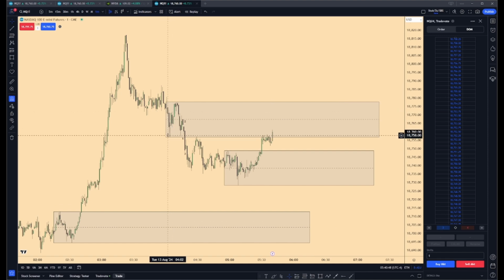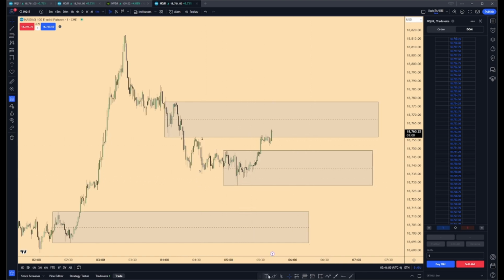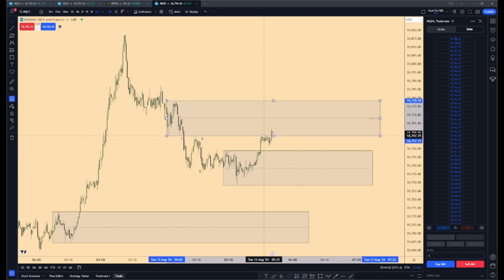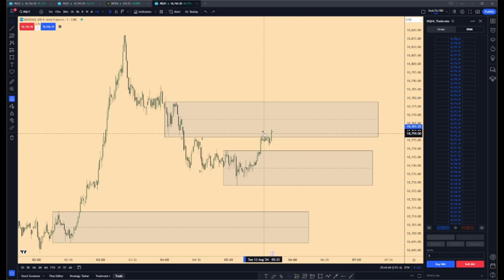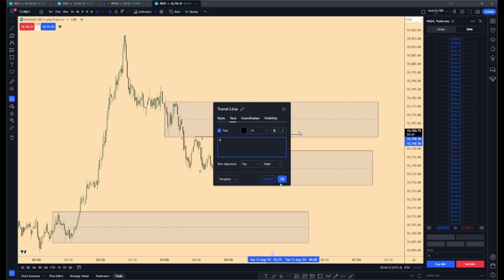So from this box here we can see that we broke the swing low right here, traded back up. Actually we traded back up here, took it down there. So this will be 4 right here. And I'll even put some lines here so you guys can see easier. This is 4, this is 2.